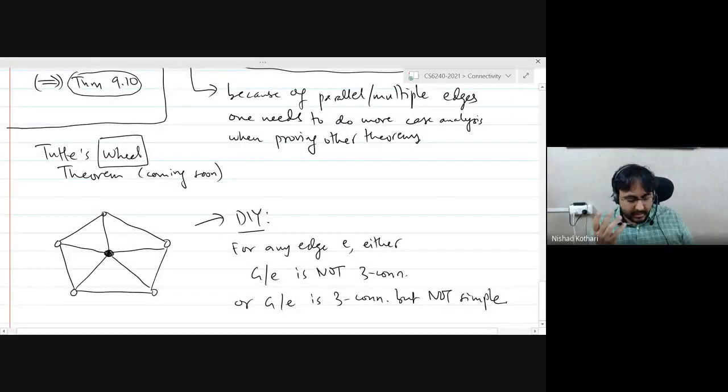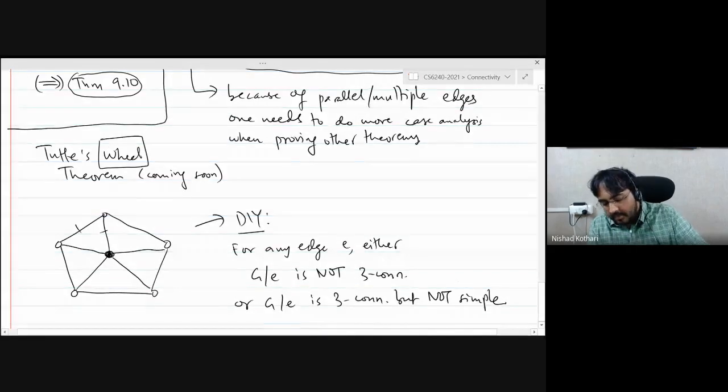And deleting an edge doesn't make any sense, because if you delete any edge in this graph, you will create vertices of degree 2 on the cycle. The cycle's vertices are all degree 3. So if you delete any edge, you will create a vertex of degree 2. So that means that you have to contract an edge if you want to get a smaller three connected graph. But if you do that, then your graph will not be simple.